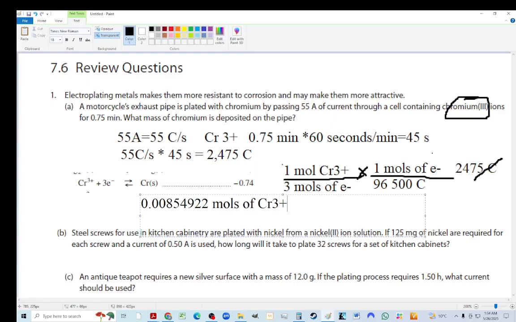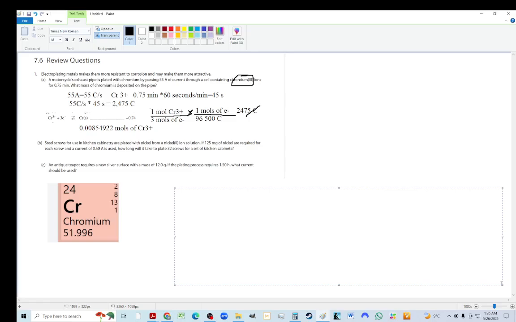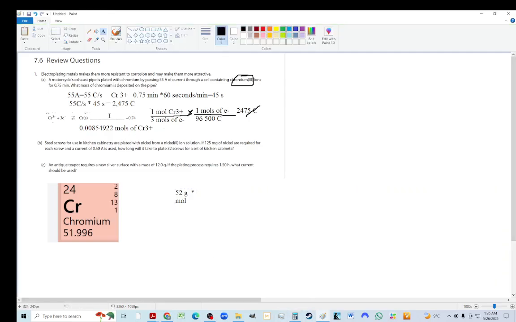And now I have to look up the atomic mass of this. Well, atomic mass of chromium is how many grams there is per mole. And it's clear that the question is asking me how many grams do I need. So I want to end up with the word grams. So this rounds up to 52 grams per mole. And it's clear I have this many moles. I want the word moles to cancel out.